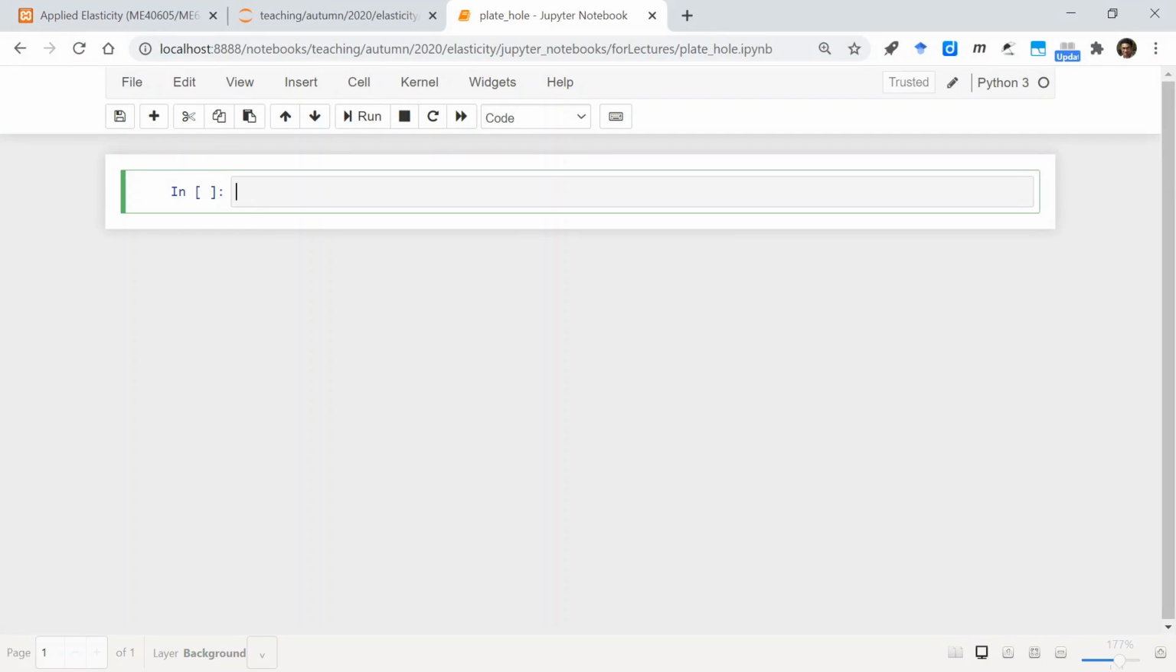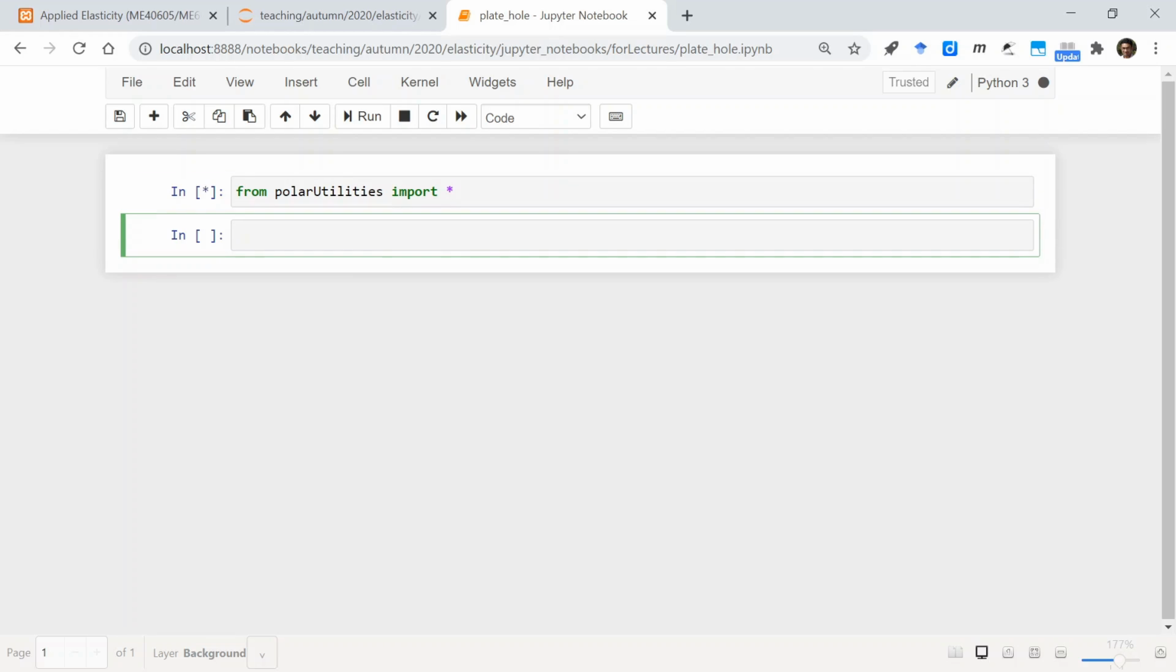So I have already fired up a file here. As usual, we'll import everything from polar utilities. This will take a little moment. All right, we are done now. So the first thing we'll set up is the symbol S, because that is the magnitude of the applied tensile loading.